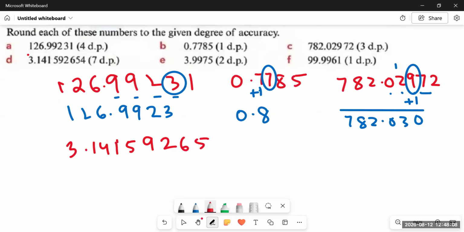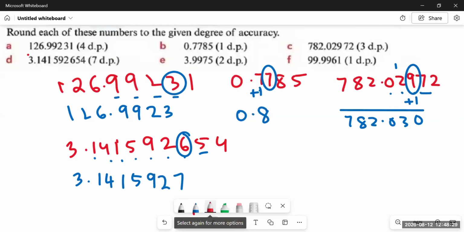Okay. Now the next one is 3.141592654. And we have to round it to 7 decimal places here. 1, 2, 3, 4, 5, 6, 7. Seventh digit is 6. So we have to round 6 and the digit next to it is a strong digit. We will add 1 into it and it will become 3.1415927.